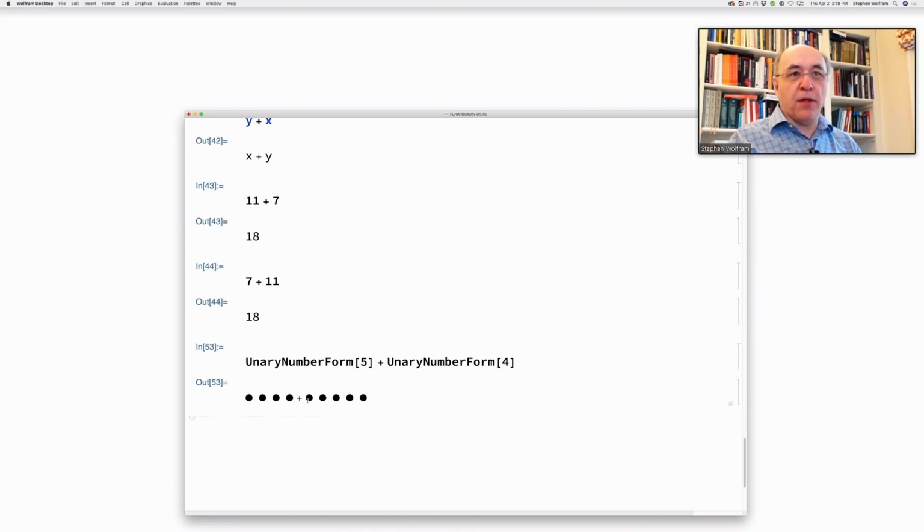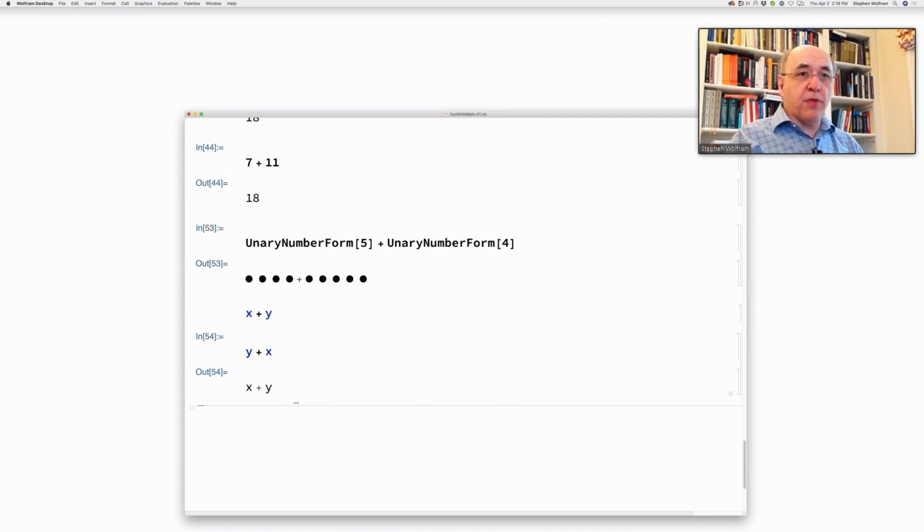It doesn't matter whether we put these dots on this side or on this side. And so that's kind of a proof that if that collection of dots is called X, and the next collection of dots is called Y, X plus Y is the same thing as Y plus X.